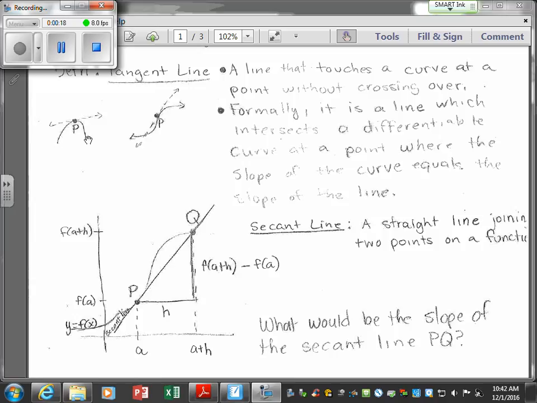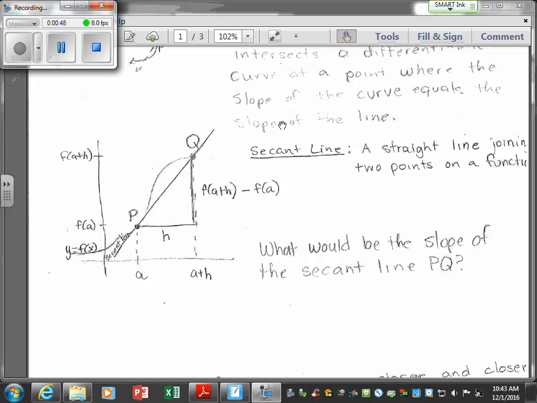So if this was a parabola here, our tangent line would be this dashed line at the point without crossing over it. And like here, if this was a point, our tangent line at that curve, this isn't the best sketch of it, but you can see the point. Formally, it's a line which intersects a differentiable curve at a point where the slope of the curve equals the slope of the line.